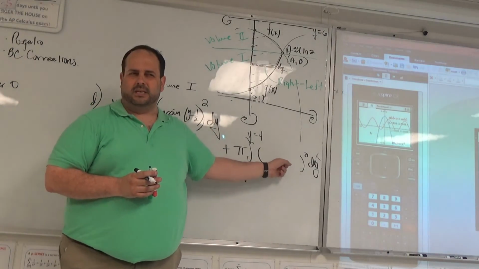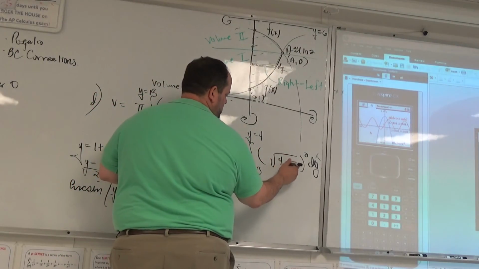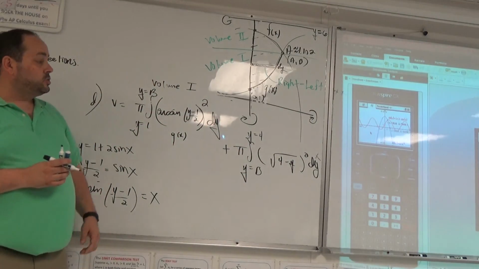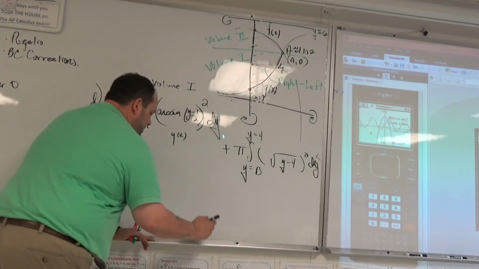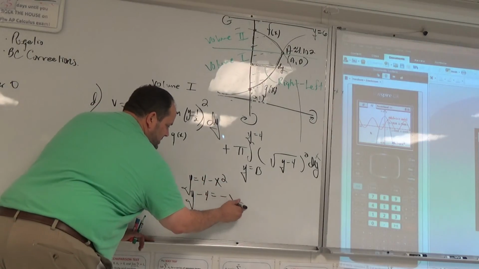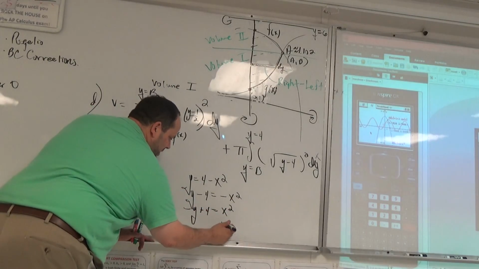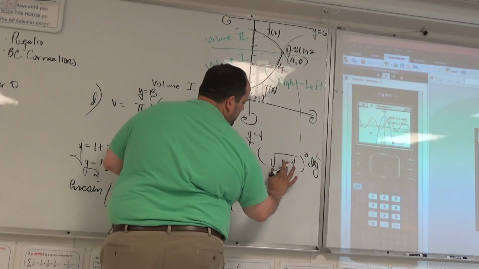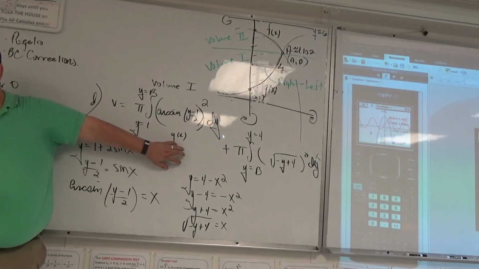This guy here should be an easy one, is it? Square root of 4 minus y. Square root of 4 minus 1? Square root of y minus 4? Oh, that would make a difference. Okay, let me see. So y is 4 minus x squared. y minus 4 is the negative of x squared. So negative y plus 4 equals x squared. x is the square root of negative y plus 4. So it is the square root of 4 minus y. I'm not interested in anybody typing this in the calculator.